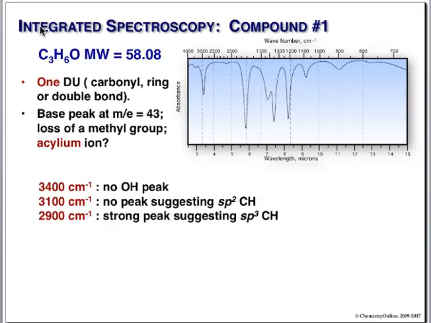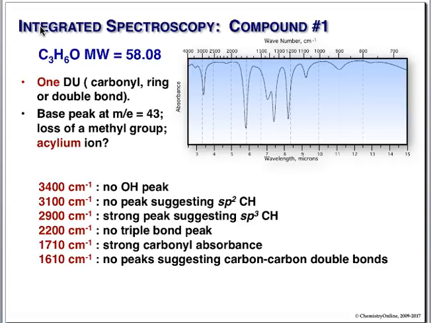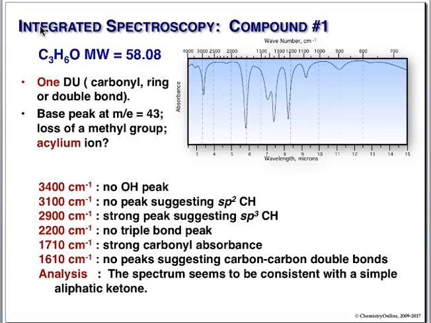No aldehyde peaks. Make sure you always look for those. 2700, typically 2 of them. No triple bonds, but a really big, nice carbonyl. Nothing here in the double bond region at 1600, so we're dealing with a simple aliphatic ketone.